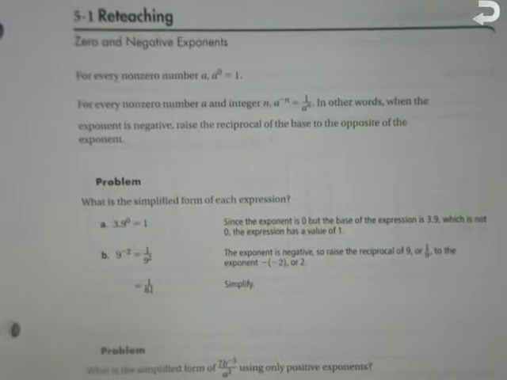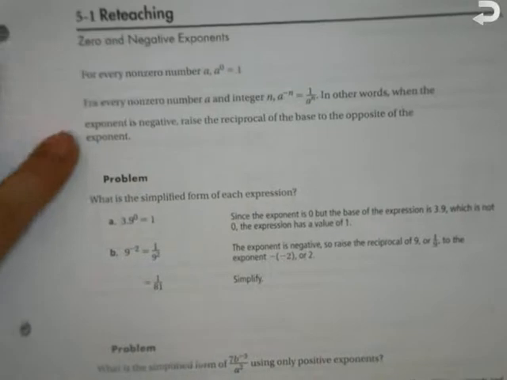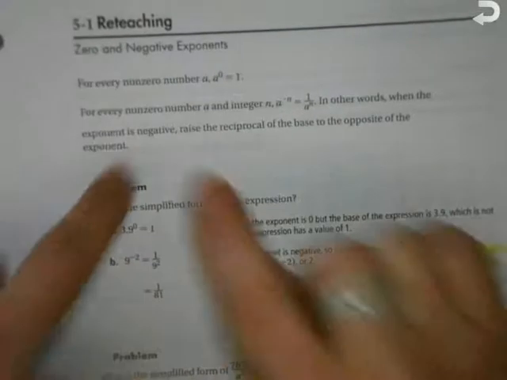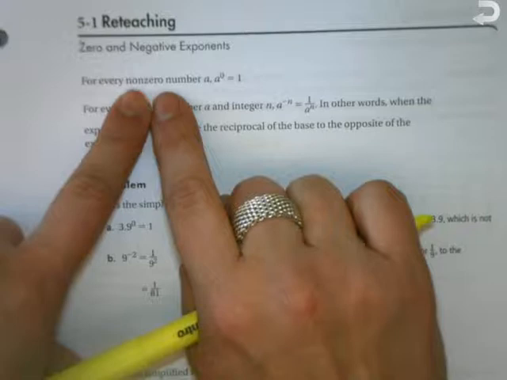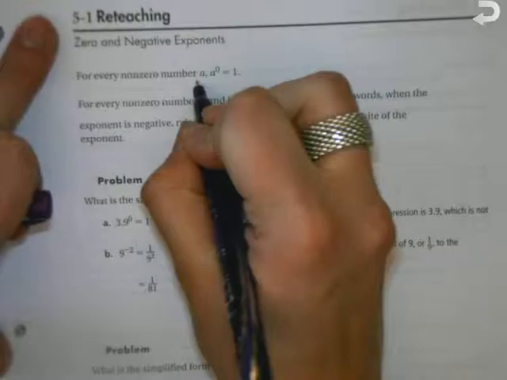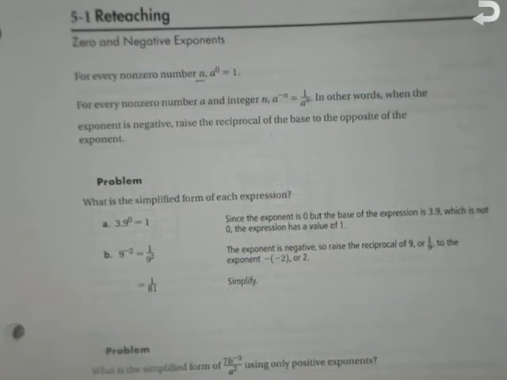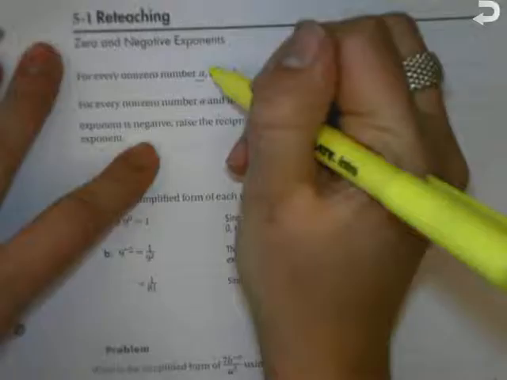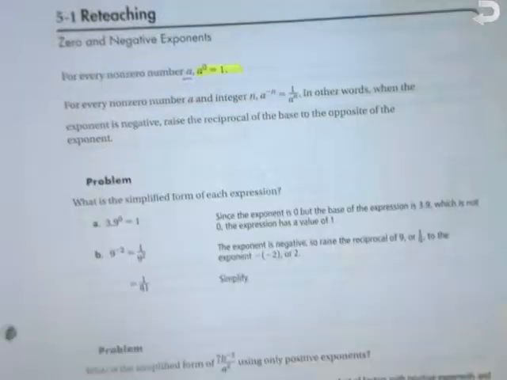So the first thing we need to look at, there's only 2 pieces of notes that we have to pay attention to. The first is that for every non-zero number a, we call that our base. So a is the base of the exponent, and it can be any number we want as long as it's not 0. A to the power of 0 is equal to 1. Basically, anything to the 0th power comes out to 1.